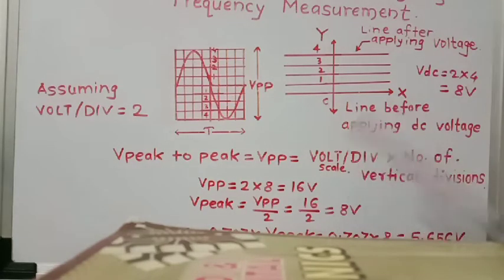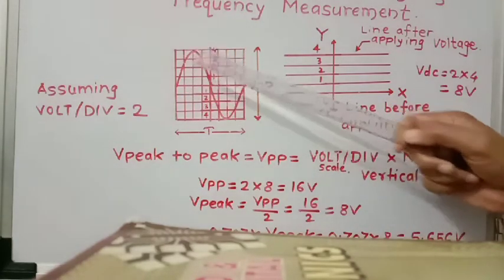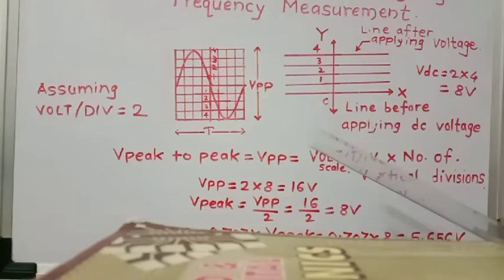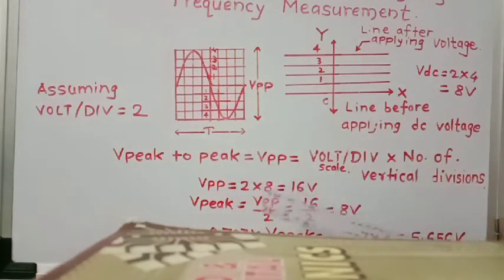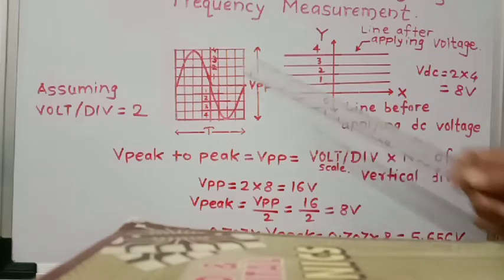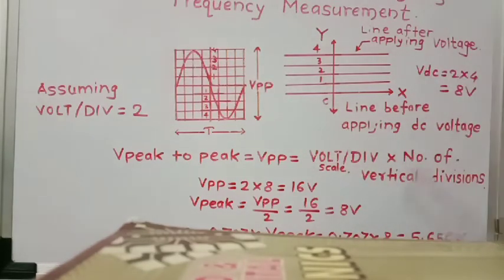Then we have to calculate the peak voltage Vp. So peak voltage is equal to Vpp divided by 2, and it is equal to 16 divided by 2, and that is 8 volt. So peak voltage is 8 volt.